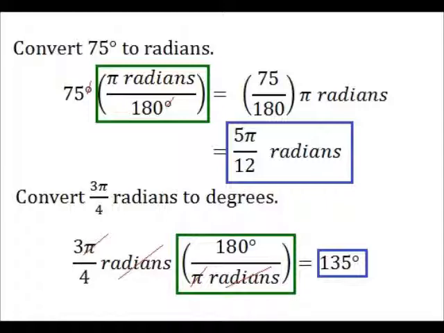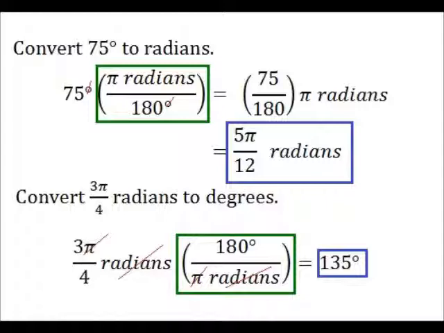Let's convert 75 degrees into radians. Simply multiply by the correct conversion factor, which is given in green. The old degree units cancel, and then simply reduce the fraction as much as possible. When working with radians, the pi number is usually left in place.